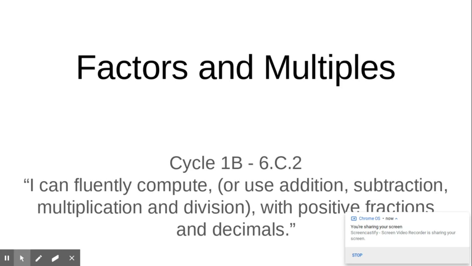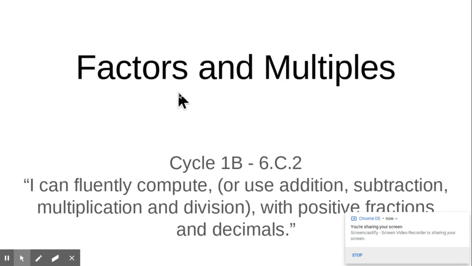We're going to be focusing on a new content standard, which is 6.c.2. And all this standard says in math is that I can fluently compute or use addition, subtraction, multiplication, and division with positive fractions and decimals. So we're going to be dealing with fractions and decimals and using all of our basic operations.